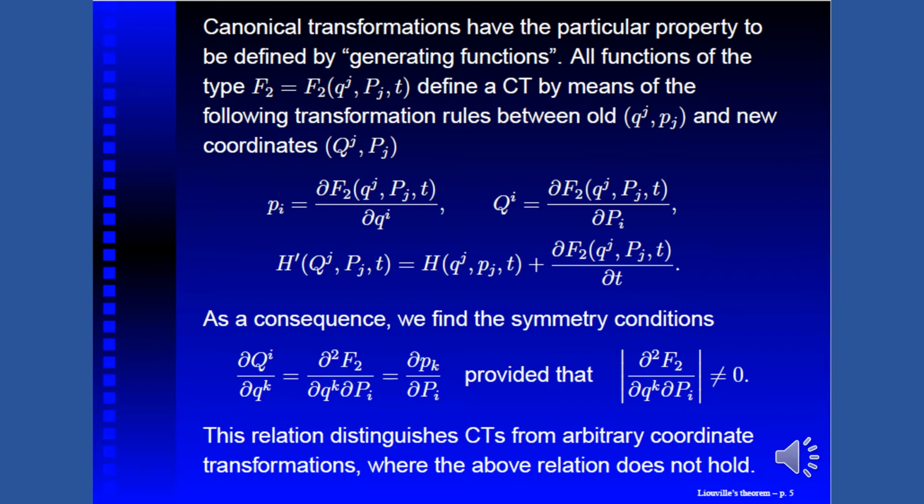As a consequence, we find the metric conditions: partial Qi over partial qk equals partial squared F2 over partial qk partial Pi, and that will be equal to partial pk over partial Pi, provided that the determinant of partial squared F2 over partial qk partial Pi is not equal to 0. This relation distinguishes the canonical transformation from the arbitrary coordinate transformation, where the above relation does not hold.